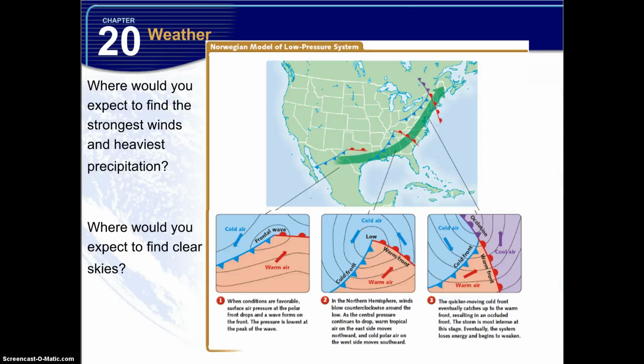Now, where would you expect to find the strongest winds and heaviest precipitation? Look at the different stages, look at the locations. At or near the cold front. Where would you expect to find the clear skies? Behind the cold front. So we have this warm air being pushed up. We talked about those cumulonimbus clouds forming there before, and that's where the major storm occurs. And then behind it, it'll be nice and clear.